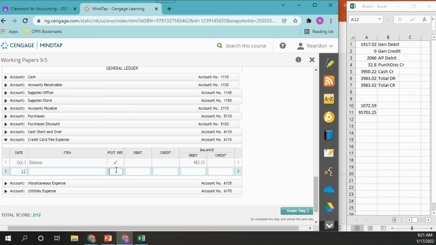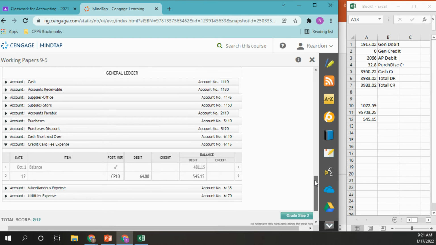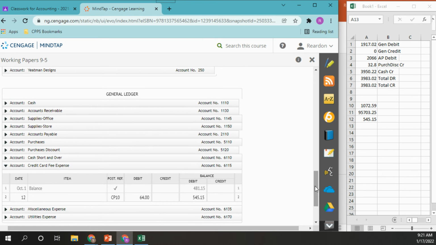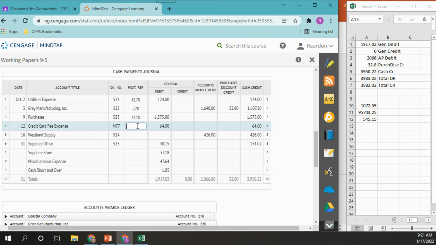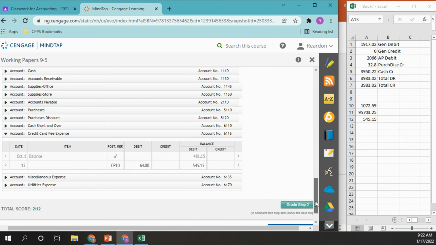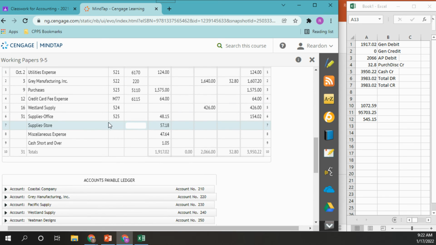Whoops. My caps lock key was on. Debit is $64. That's 481.15 plus 64, 545.15. 64 at the account number 6115. Again, we did all that kind of posting in the general, from the general journal before. 6115, correct. Cash payments 10.